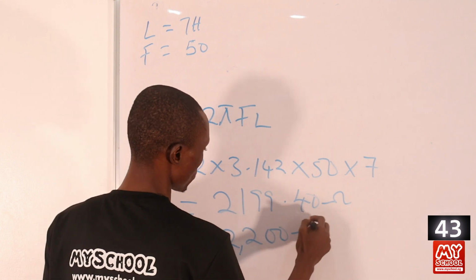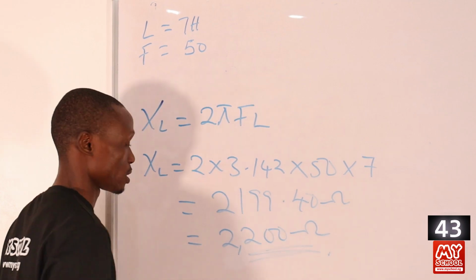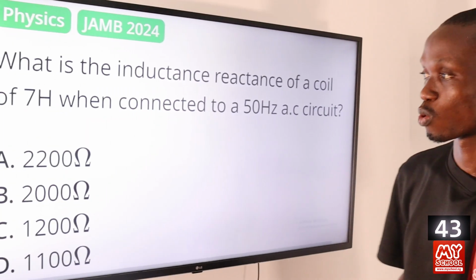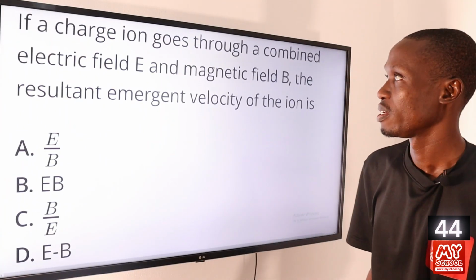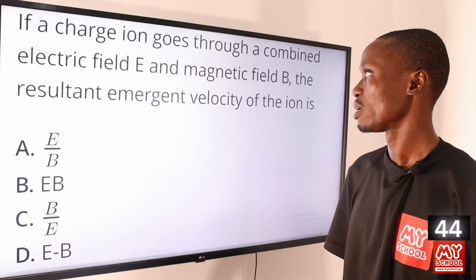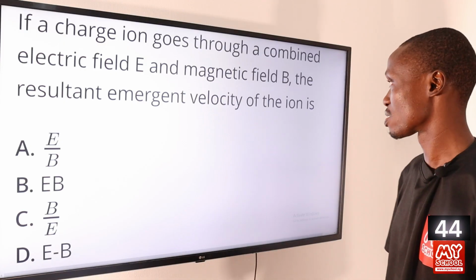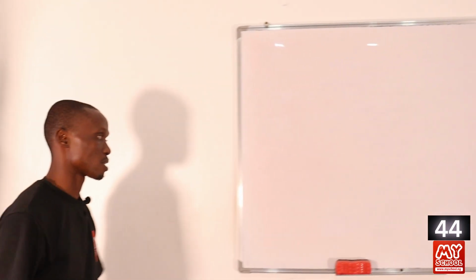Let's return back to the screen to pick the correct answer to this question, and that is option A, 2200 ohms. Question 44. If a charged ion goes through a combined electric field E and magnetic field B, the resultant emergent velocity of the ion is... Let's move over to the board to provide the answer to this question.